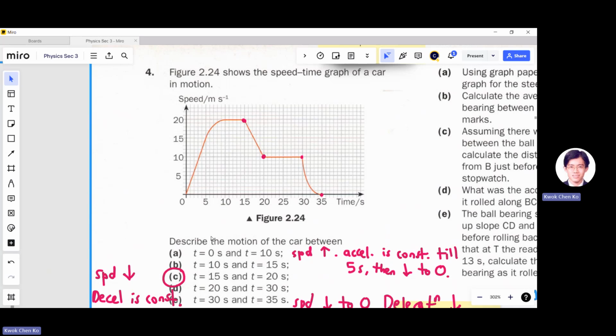You're talking about part B or part C? B, is the speed changing? Oh no, it's not, yeah. No, I was looking at... okay, B. Yeah, draw here.